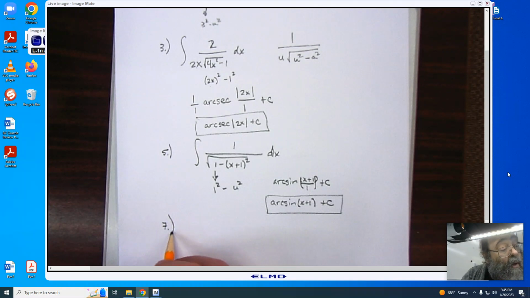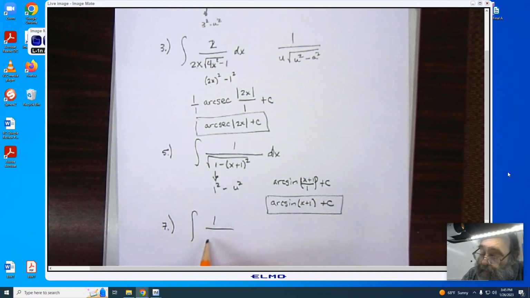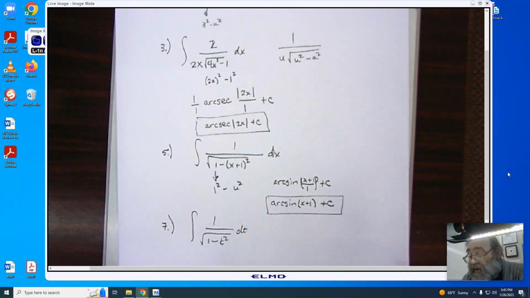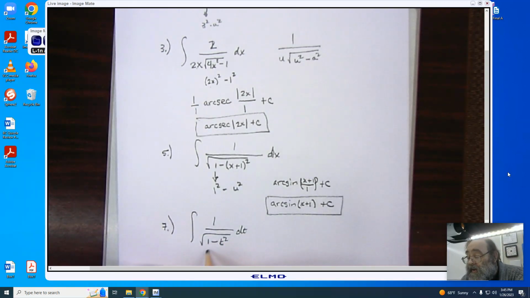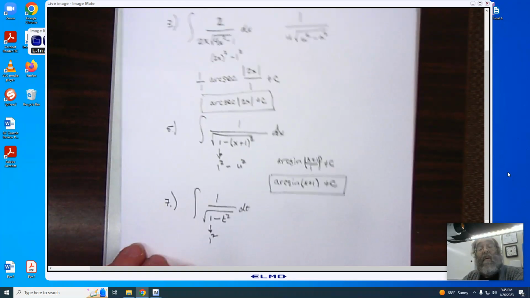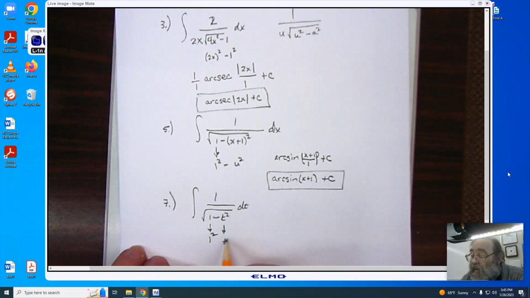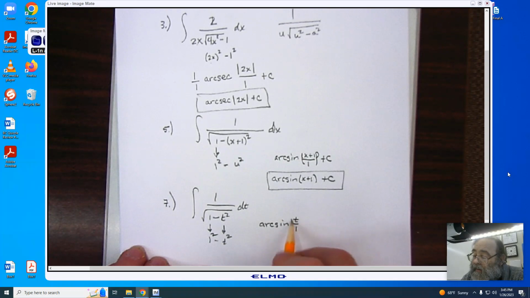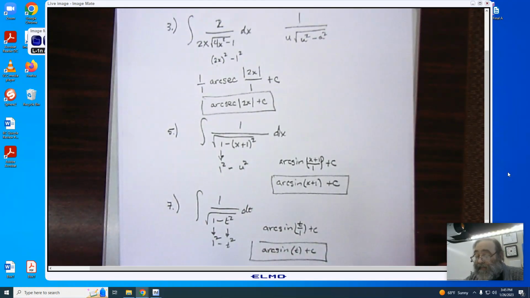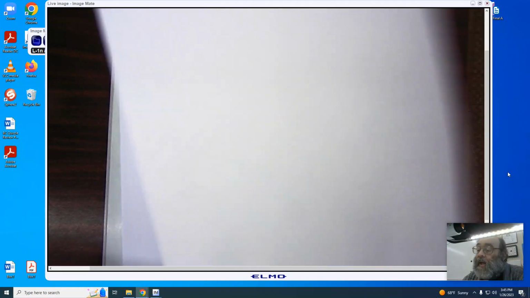Let's go ahead and take a look at number 7, please. Number 7. We have the integration 1 over the square root of 1 minus t squared dt. They just changed the variable. We can still see we have 1 squared here. We can still see that this is t squared. It's a minus, so we're looking at an arc sine. And I have t over 1 plus c, and my answer is the arc sine of t, the quantity plus c. There's number 7.